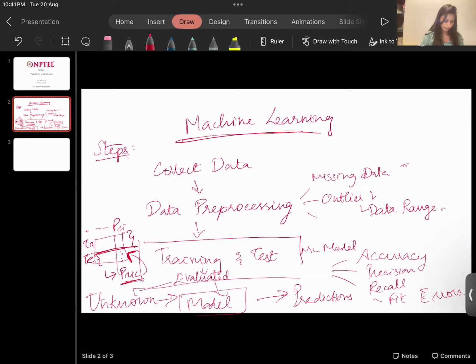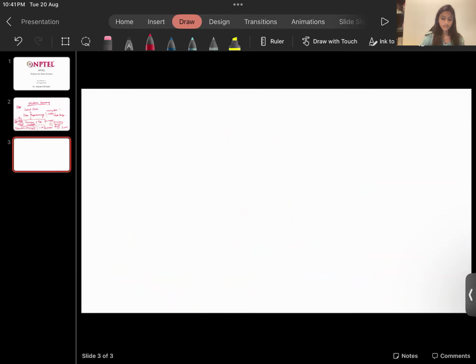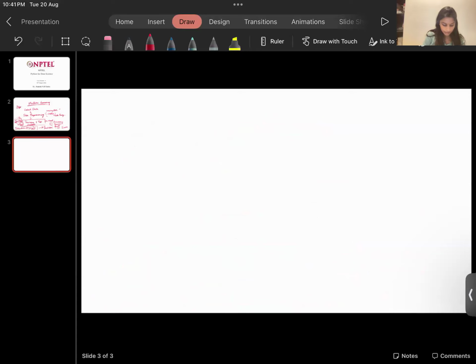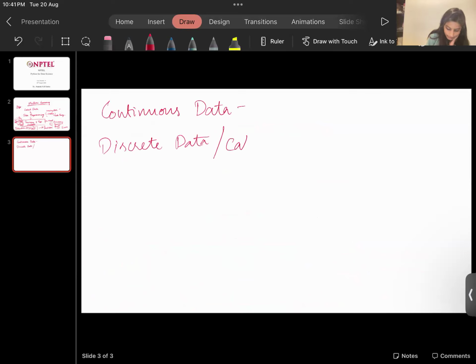Okay, so we have seen briefly what's in machine learning. Generally, the tasks we would face are: what do we need to predict? Usually we might need to predict a continuous range of values, continuous data, discrete data, or categorical data.